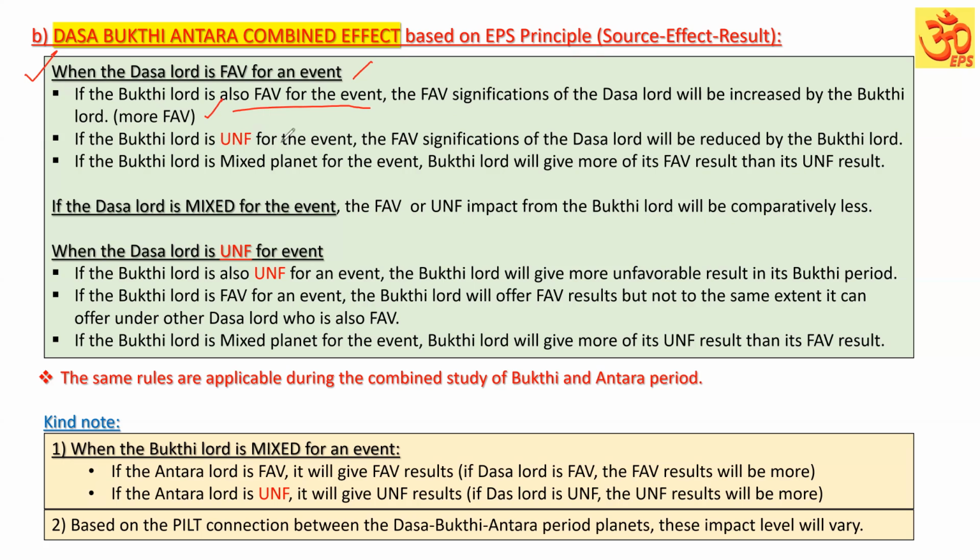If the Buddhi Lord is unfavorable for the event, the favorable signification of the Dasa Lord will be reduced by the unfavorable. It means the unfavorable Buddhi Lord will give the unfavorable, but since the Dasa Lord is favorable, what will happen? The unfavorable signification of the Buddhi Lord will try to reduce the strength of the favorable signification of the Dasa Lord. If the Buddhi Lord is a mixed planet for the event, the Buddhi Lord will give more of its favorable result than the unfavorable result because the Dasa Lord is favorable.